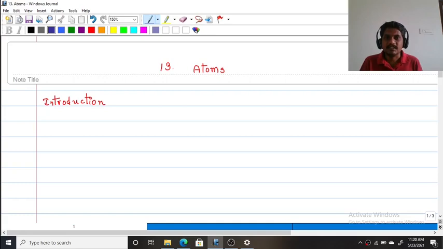In today's class, I'm starting a new chapter, that is atoms. What do you know about atoms? You have studied it in your lower classes and also in chemistry. All the matter in the universe is made of atoms.